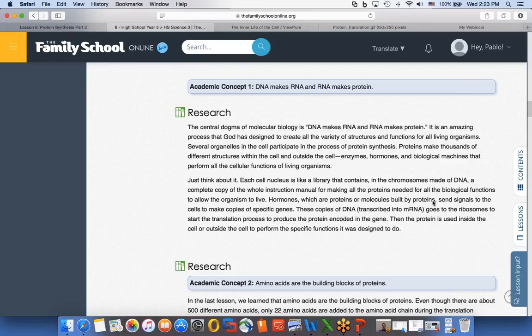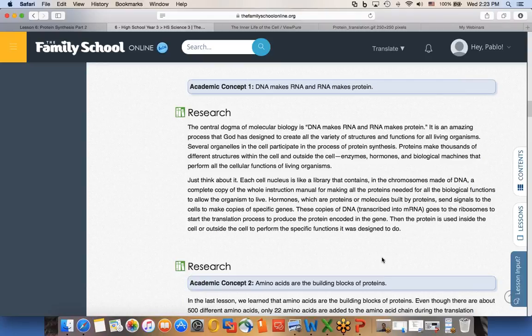Like how the DNA is built, and how the protein helps us keep going and stuff.